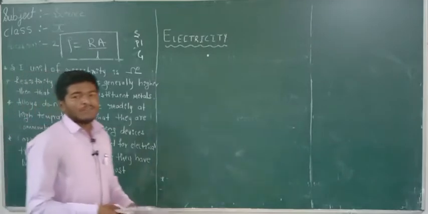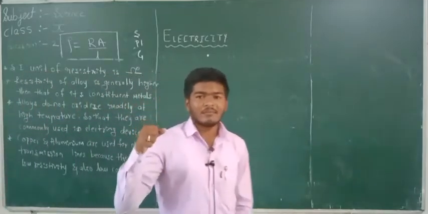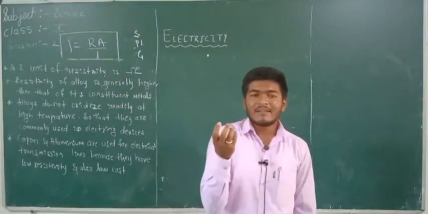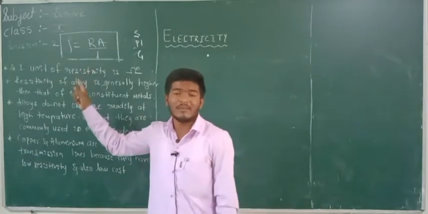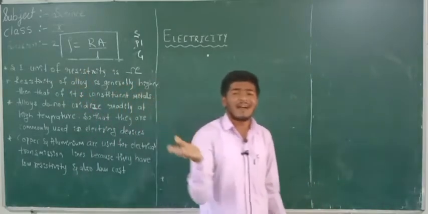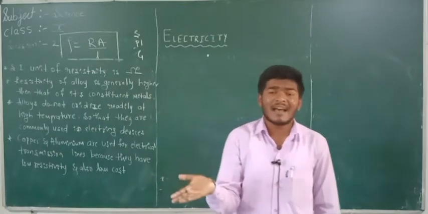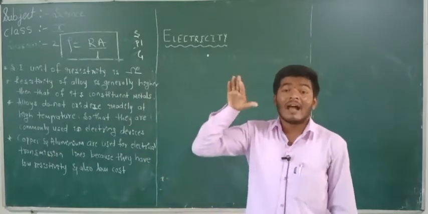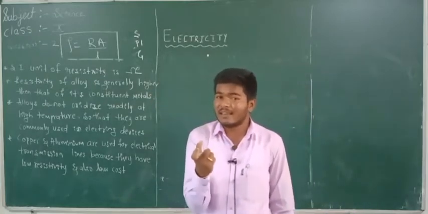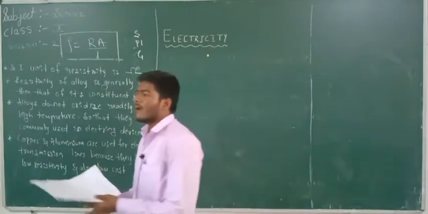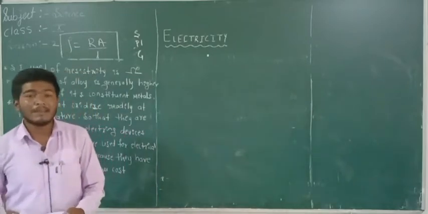So if you look inside your iron box, there is a coil that is made up not of a pure metal, but of an alloy. Why? Because alloys have high resistivity, a high melting point, and are not oxidized easily. So in your examination, a 1 mark question will be asked in the multiple choice questions.